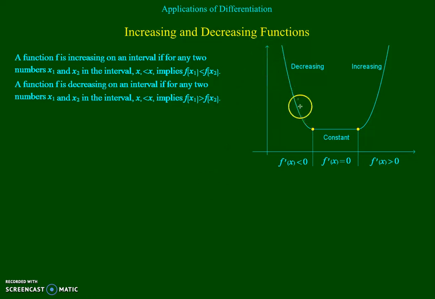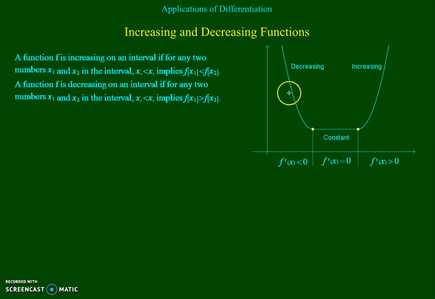So if you look at this graph, if we move from left to right, you can see that this function is decreasing from this point to this point. The function is constant between these 2 points, and the function is increasing from this point on.